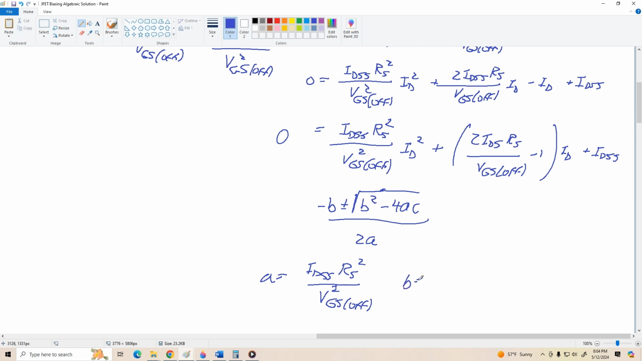B is equal to 2IDSS times RS divided by VGS off minus 1, and C equals IDSS. And there we go. When we want to analyze the circuit, we just substitute our circuit values into these equations, put it back into the quadratic formula, and evaluate it.